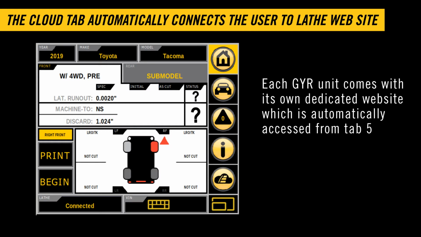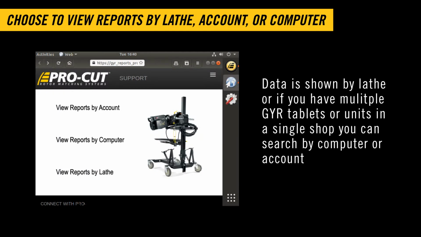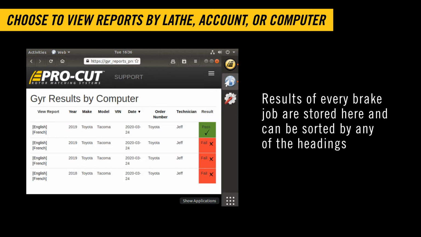Each GYR unit comes with its own dedicated data website, which is automatically accessed from tab 5, the Cloud page. Data is shown by lathe, or if you have multiple GYR tablets or GYR units in a single shop, you can search by computer or account. The results of every brake job are stored here and can be sorted by any of the headings.